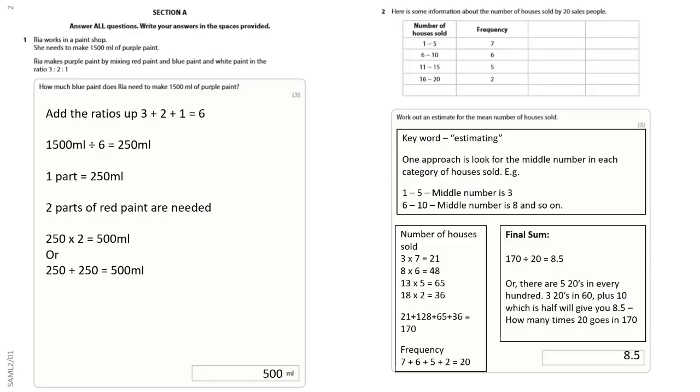Right, so question 1 is all to do with ratios. Ratios are a favourite of these types of tests. They like to bring them in.